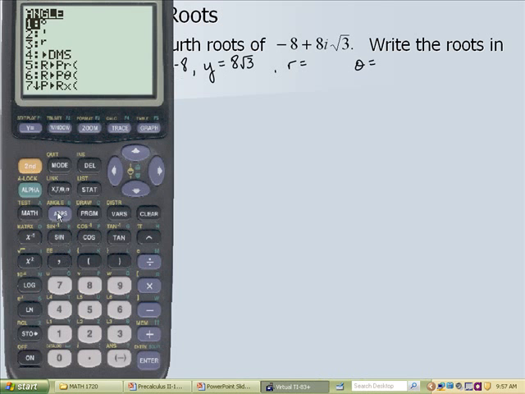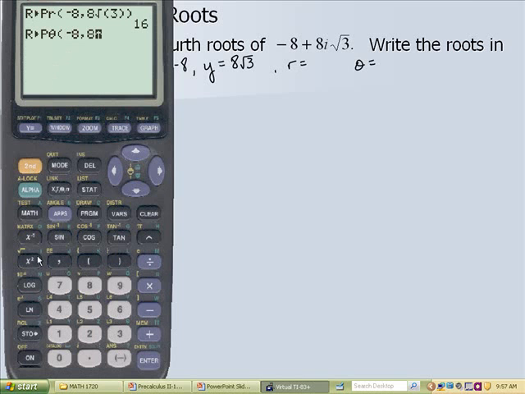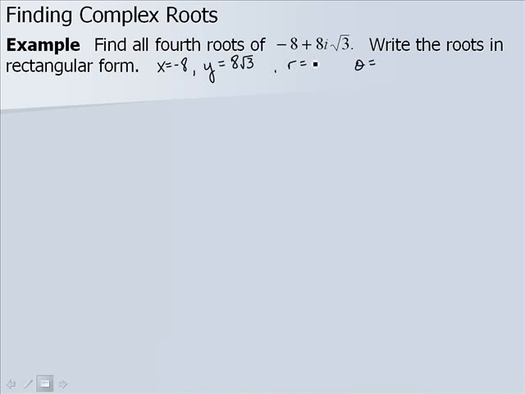So we'll do second apps 5 of negative 8 and 8 square root of 3, and we see we get an r value of 16. And we do second apps 6 of negative 8 and 8 square root of 3, and we get 120 degrees. So we'll leave it in degrees this time. So we see that our number negative 8 plus 8i square root of 3 becomes 16 times the cosine of 120 degrees plus i sine of 120 degrees.